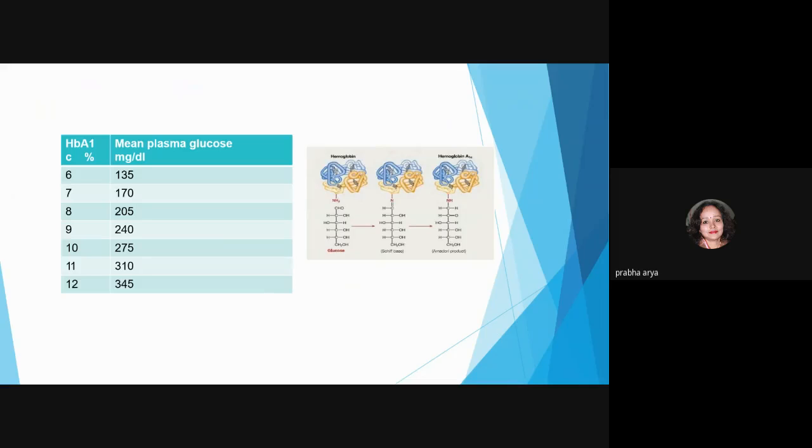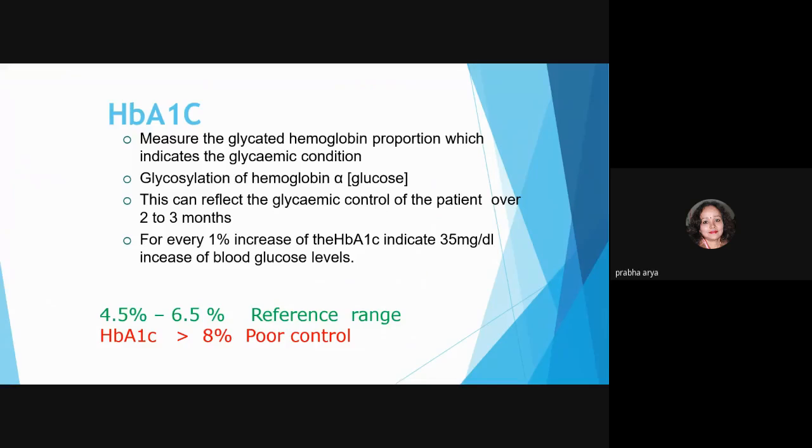Because the average lifespan of an RBC is about 120 days and individual cells have varying lifespans, the glycated hemoglobin test is used mainly to assess average blood glucose concentration for the previous 3 months and can provide a diagnostic test for diabetes mellitus or an assessment test of glycemic control in people with diabetes. For every 1% increase of the HbA1c or glycated hemoglobin, it indicates 35 milligram per deciliter.